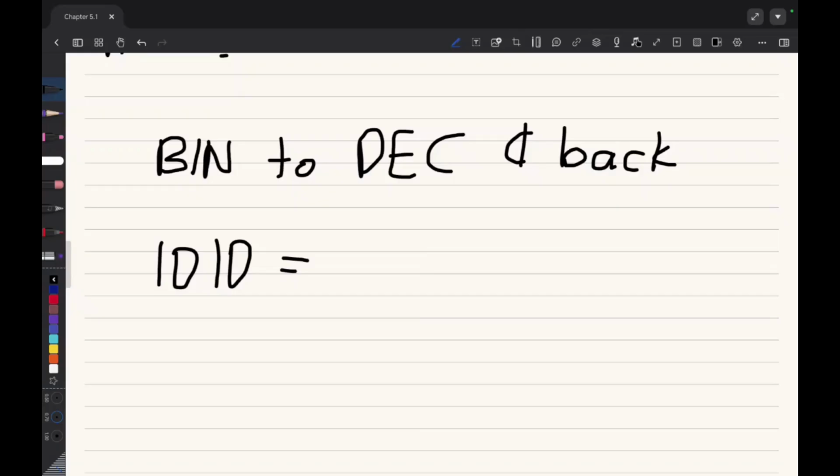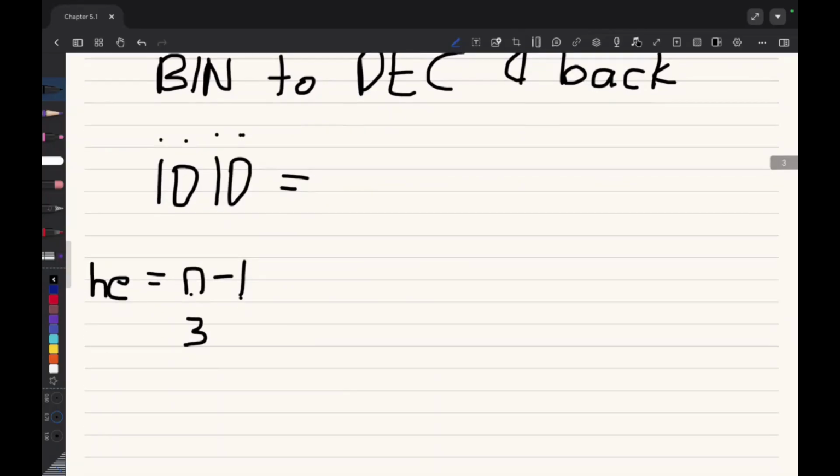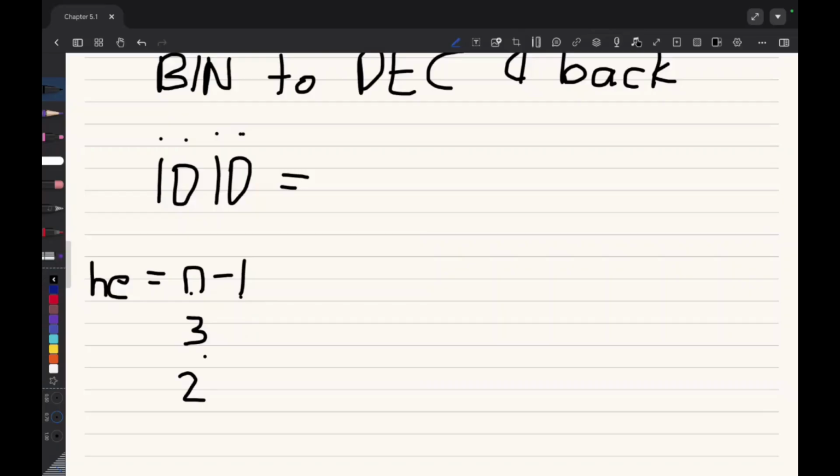Now when you multiply these numbers, you first count from the far right: 1, 2, 3, 4. Now you need to have an exponent of n minus 1. Your highest exponent is equal to n minus 1. We have 4, so 4 minus 1 is going to be 3. So our highest power is going to be 2 to the third.